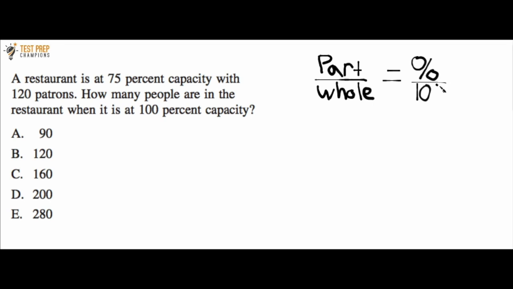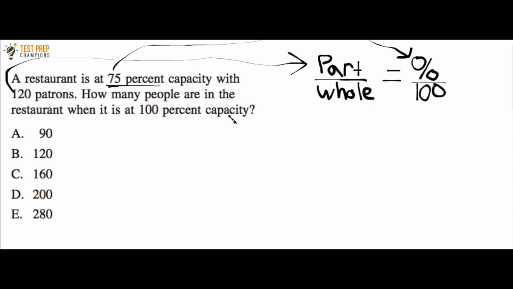All right, so basically, in this case here, we're told that the restaurant at 75% capacity has 120 people. So in this formula, I'm going to take the 75 and plug it in place of the percent sign because it says 75%. Now it tells us that at 75%, there's 120 people in the restaurant. So at 100%, we can assume that there's going to be more people, right? So the part is going to be the 120, and the whole is what we're trying to figure out, okay?